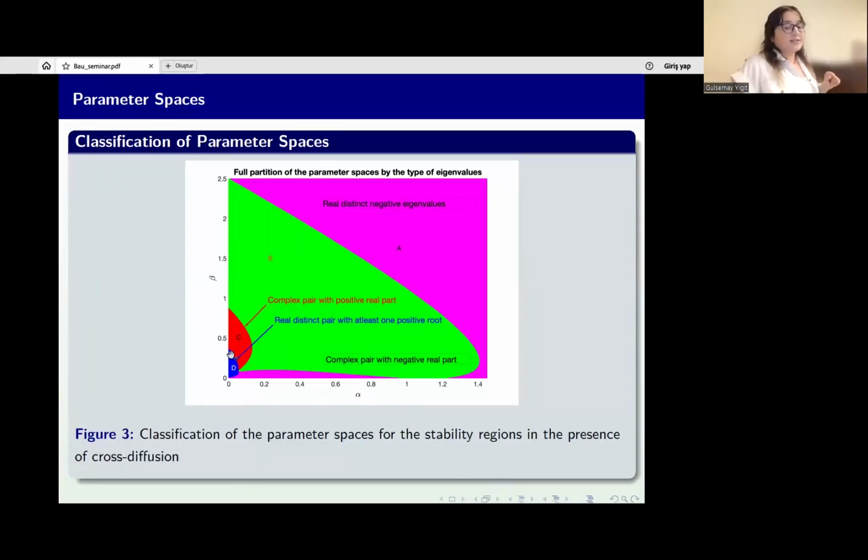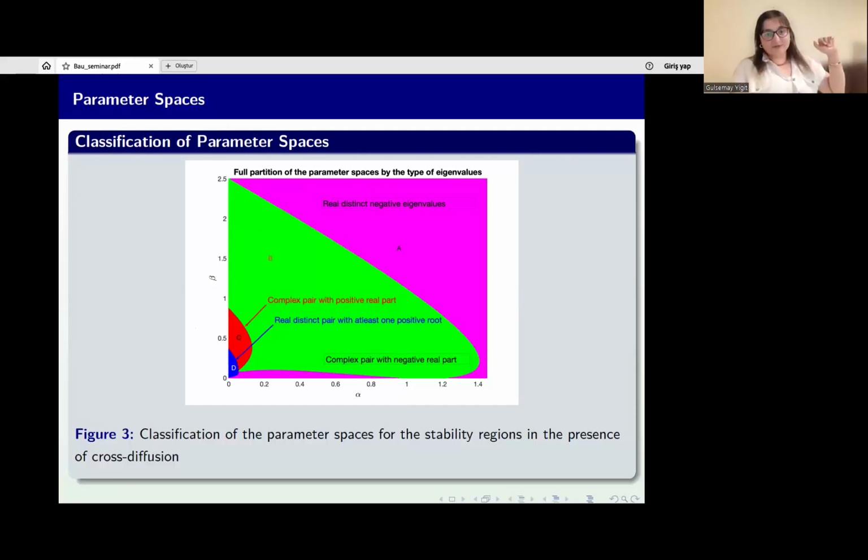The difference between C and D that we know now is that from region C, we are going to have spatiotemporal patterns. We have spatial variations with time periodicity.